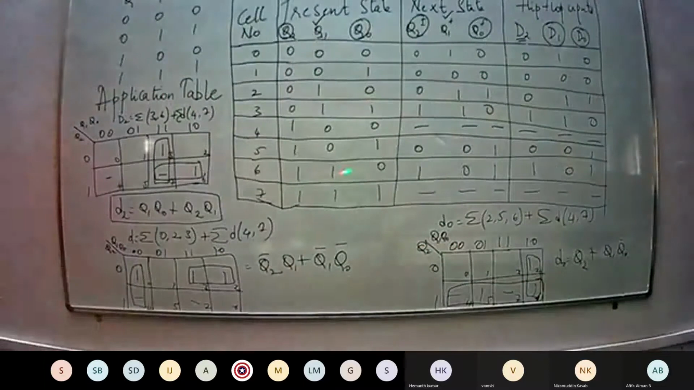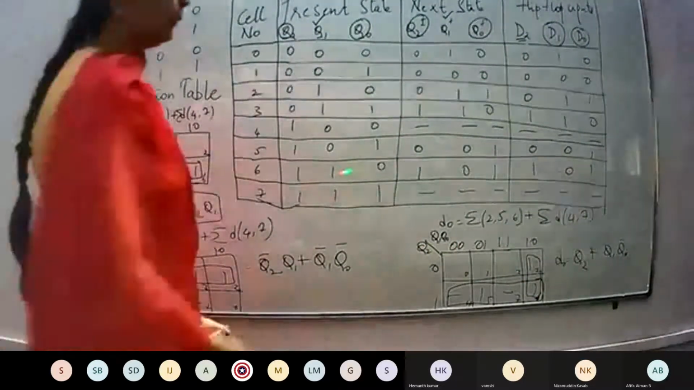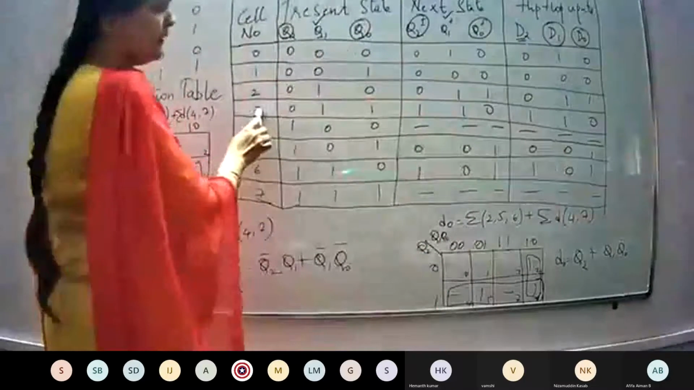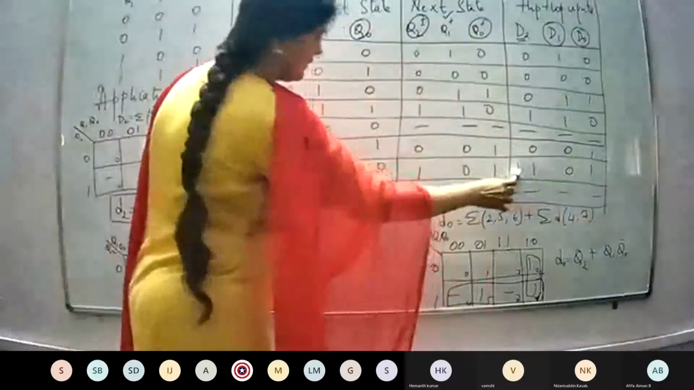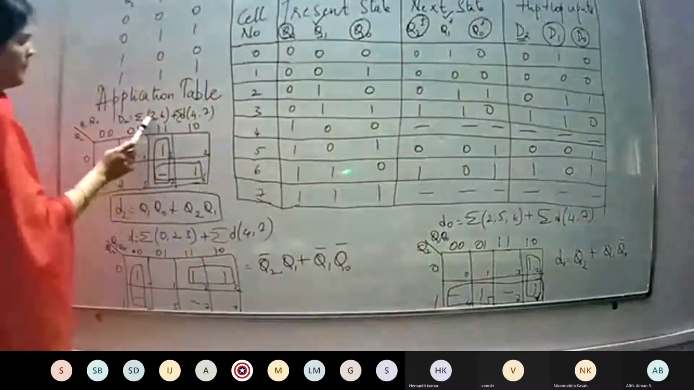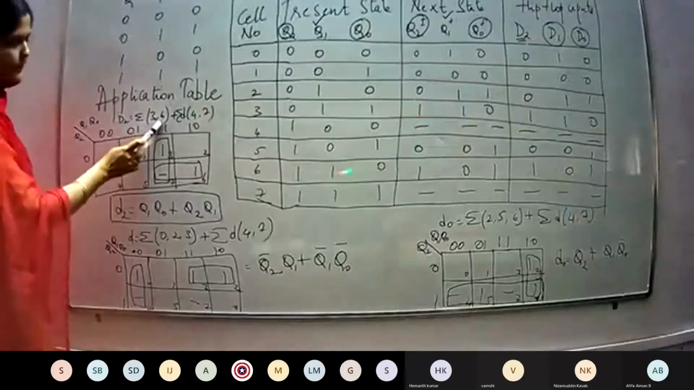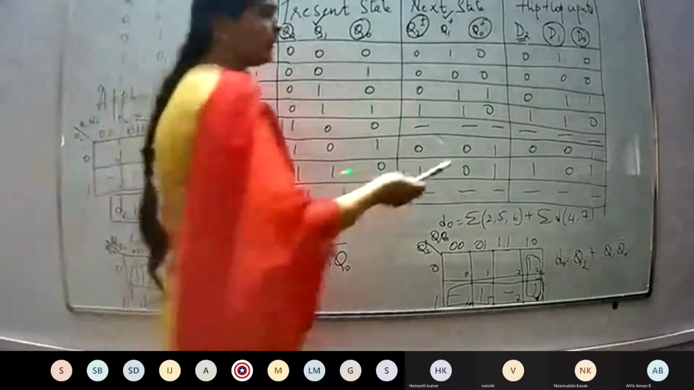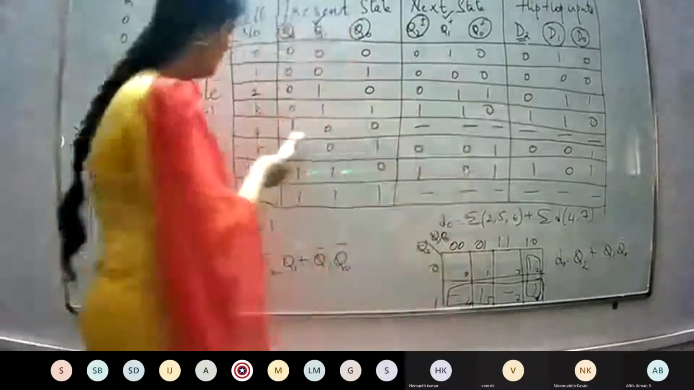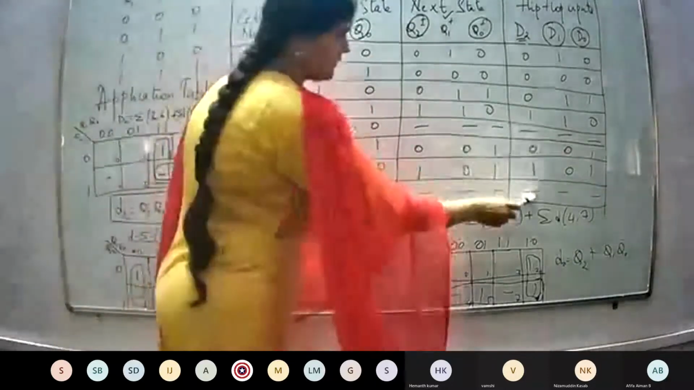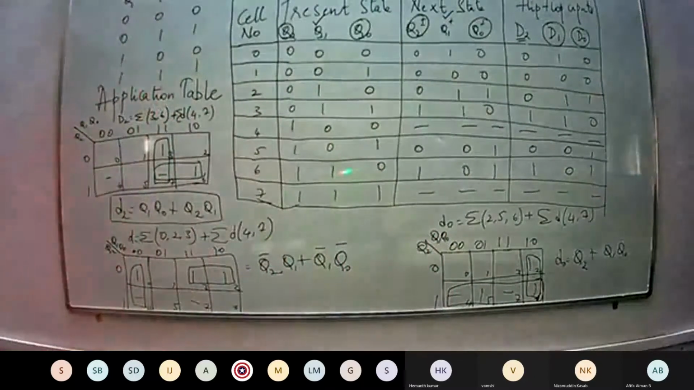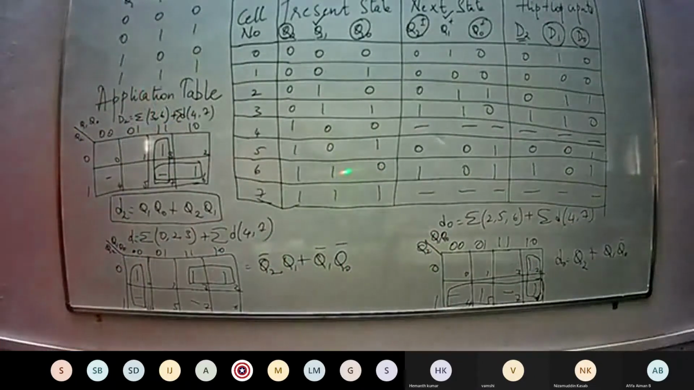Okay. So now let me see where is 1 for D2. D2 is 1 at which number? It is 3. D2 is 1 at 6. So I'll be putting summation 3, 6. So where is the don't care? It is at cell number 4. It is at cell number 7. So I'll be putting a don't care at 4 and 7.